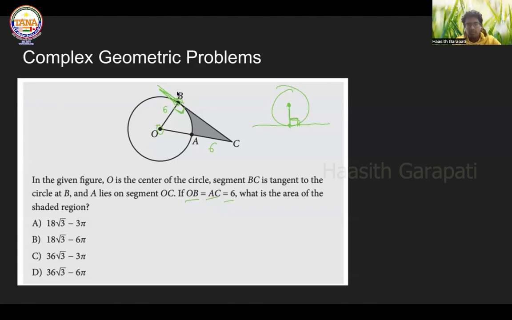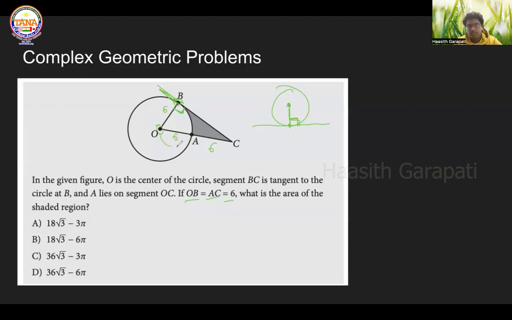So if OB is a radius, and we know that the radius is 6, which is actually helpful because look over here. OA is also a radial value, goes from the center all the way to the edge of the circle. And if we know the radius is 6, that means OA is also 6.